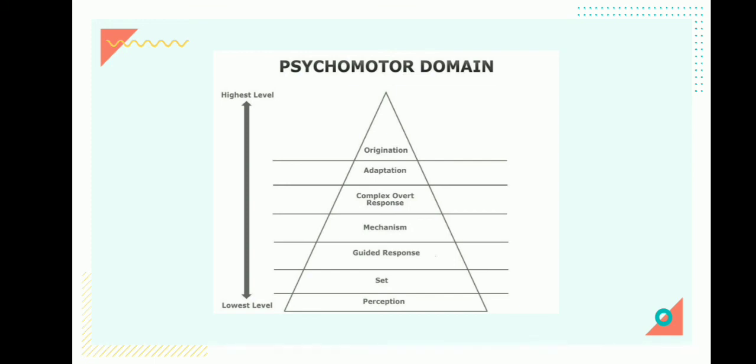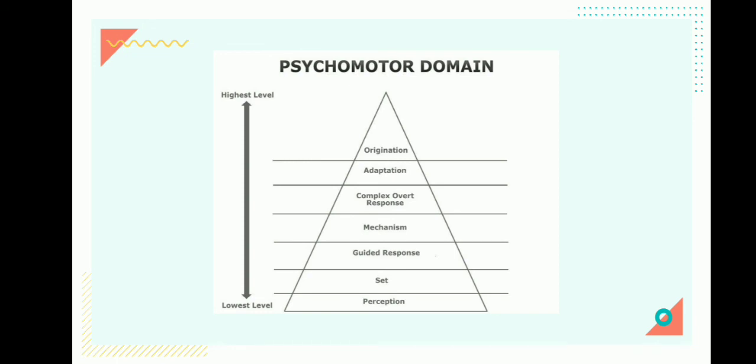Next, we have mechanism. Mechanism is the ability to convert the learned response into habitual actions with proficiency and confidence. For example, a mother was able to cook a delicious meal after practicing how to cook it. Next, we have complex overt response, the ability to skillfully perform complex patterns of actions. For example, typing a report on a computer without looking at the keyboard. It's like typing with 10 fingers.